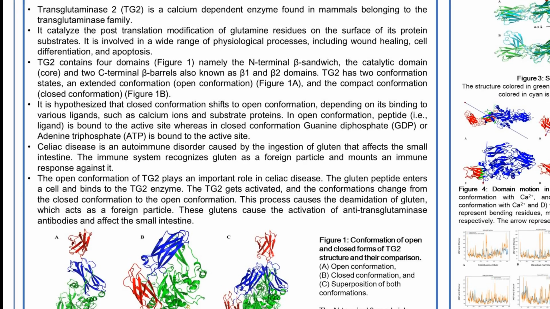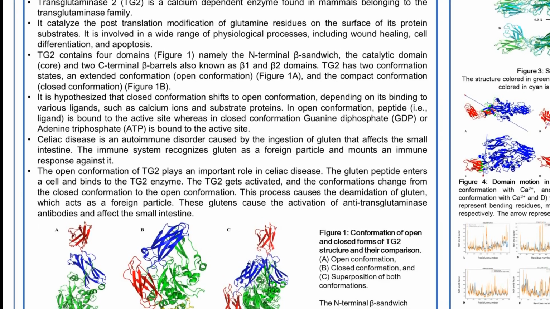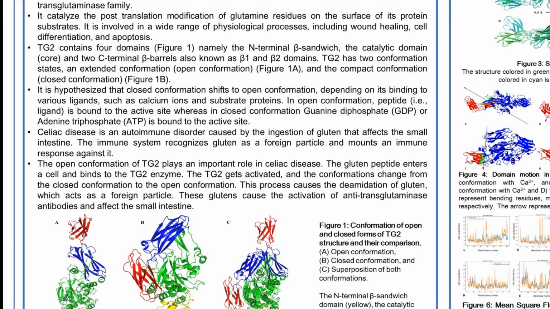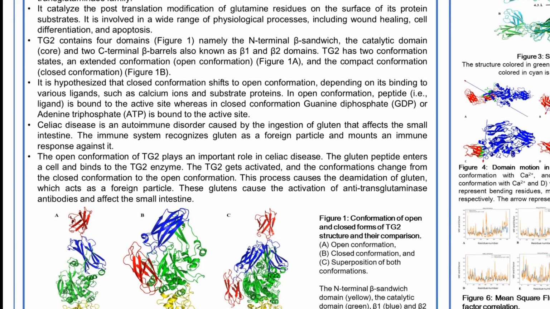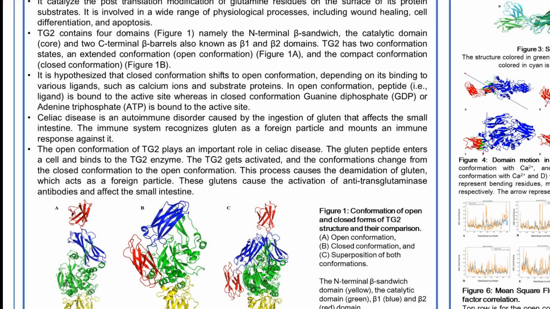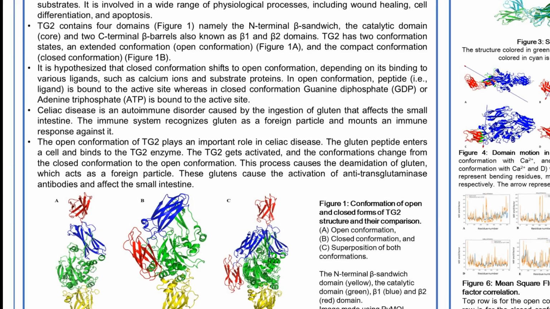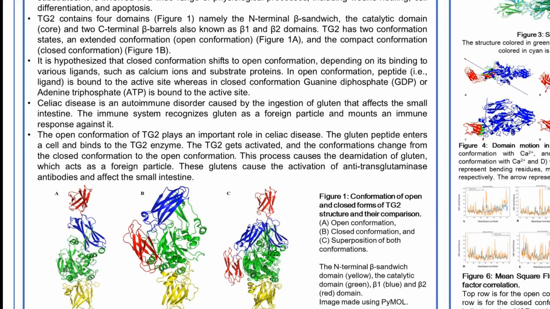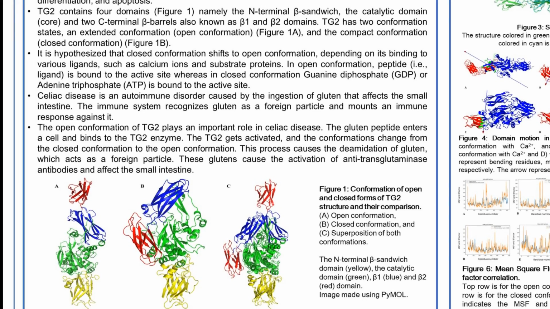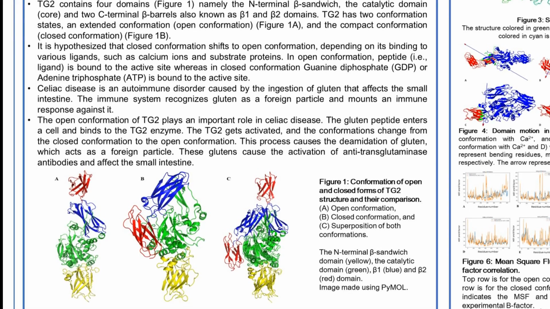In the open conformation, a peptide, that is a ligand, is bound to the active site, whereas in the closed conformation, GDP or ADP is bound to the active site. The superposition of both conformations is shown in figure 1c.